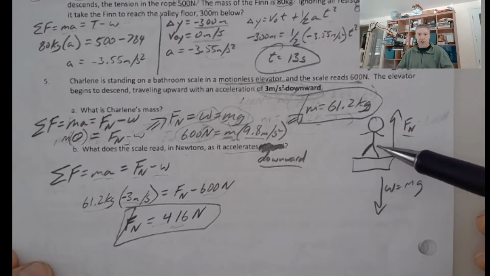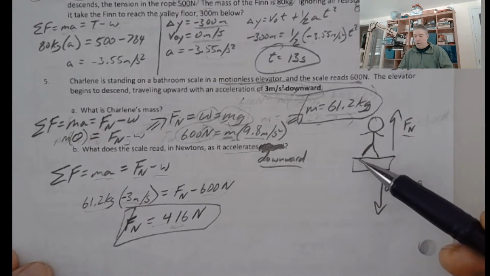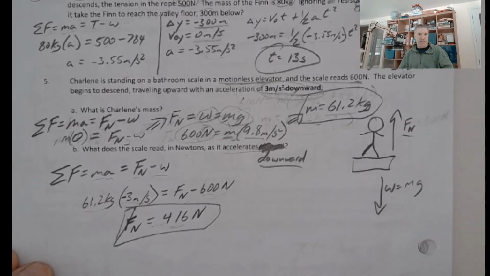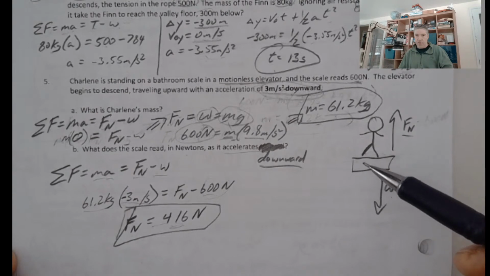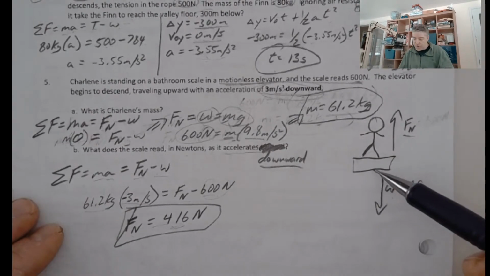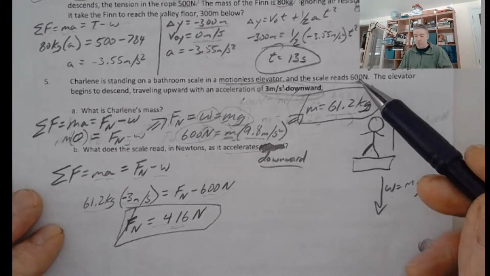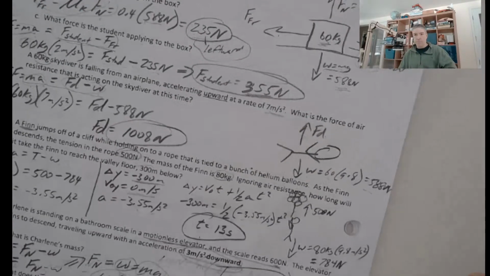So if you're in an elevator and it's accelerating downward, you're not going to press into the scale as much as when you're in an elevator that's sitting still. And if it's going up, you're going to press into the scale more, so it's going to read higher than your normal weight.